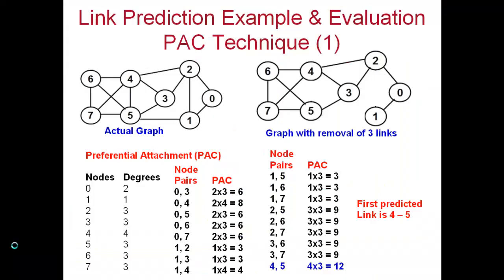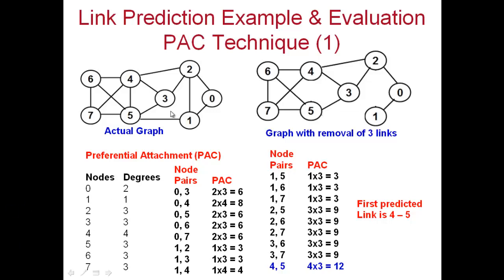Okay, so now what we're going to go through is look at these three techniques in working. We're going to remove three links from a given graph and try to predict three links and analyze the performance of the link evaluation techniques. So we'll start with the preferential attachment technique.